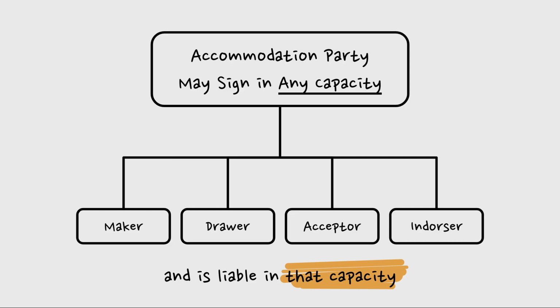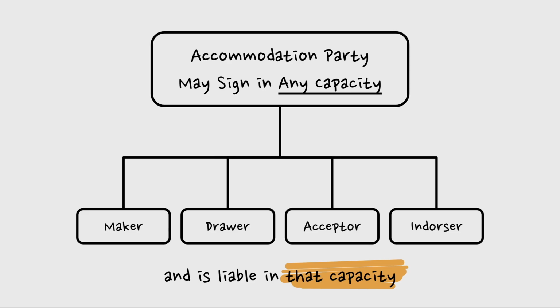They are liable like any other maker would be if they're signing as a maker. If they're signing as a drawer, they would be liable like any other drawer. If they're signing as an acceptor, they would be liable like any other acceptor. If they're signing as an endorser, like any other endorser. And we looked at all of those roles in the previous lesson. So don't let all of what we talked about in the previous lesson go out of your mind.